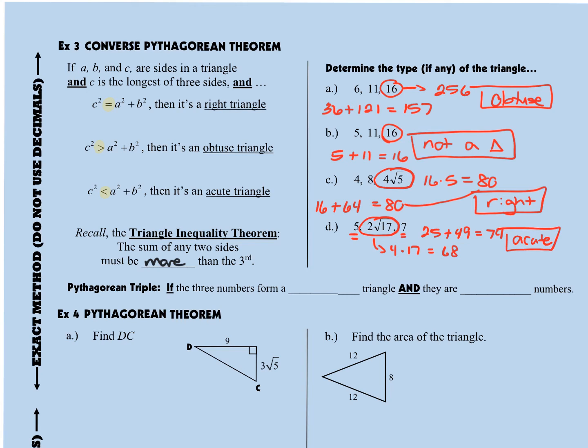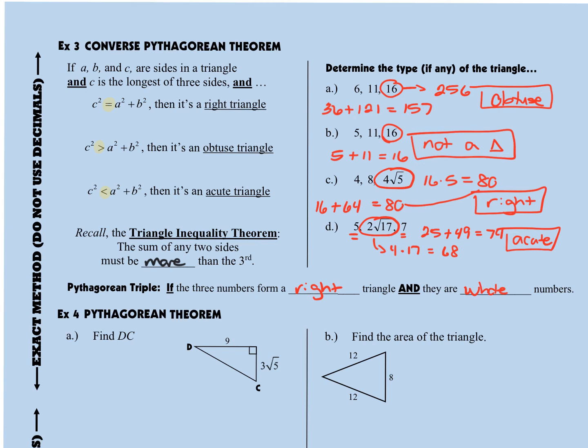Now, the next thing that we're going to have is a small little vocabulary word, this Pythagorean triple. A Pythagorean triple is a set of 3 numbers where the 3 numbers form a right triangle, but also they are whole numbers.